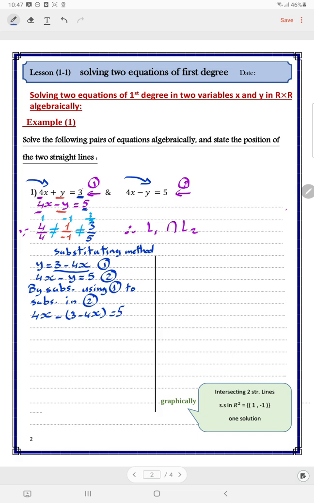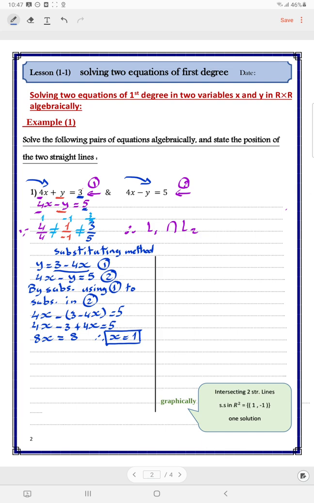Now remove the bracket: 4x minus 3 plus 4x equals 5. Now collect the like terms. 4x plus 4x equals 8x. And negative 3, move negative 3 to the other side, then 5 plus 3 equals 8. Now I have the value of x. x here equals 1. This is the first coordinate, the x coordinate of the intersection point.